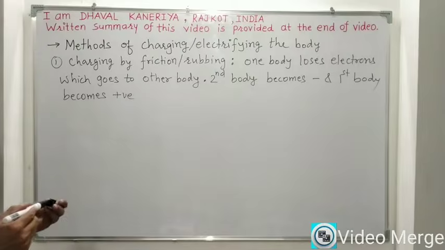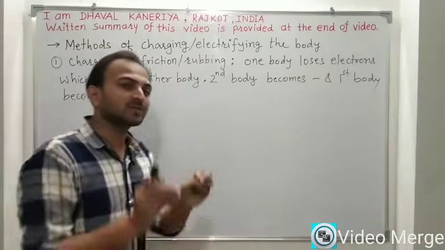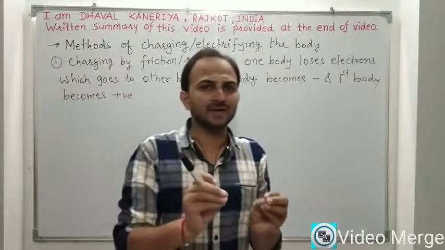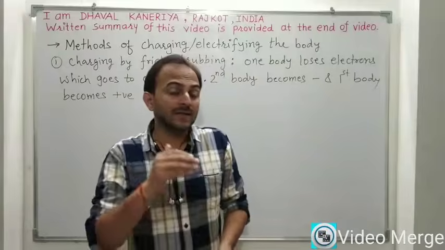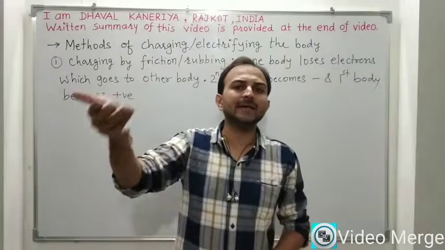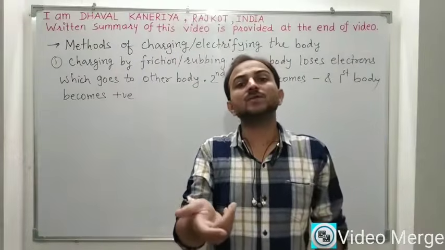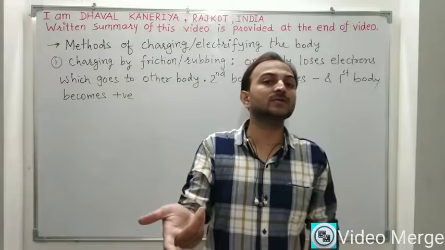How can we charge a body? How can we electrify a body? So, first method is charging by friction or rubbing. When two objects are rubbed, it causes heating. That heating causes the electrons to jump to the higher orbits. Now, the valence electrons will completely detach from the atoms. So, one body will have tendency to lose the electrons. Other body will have tendency to gain the electrons.